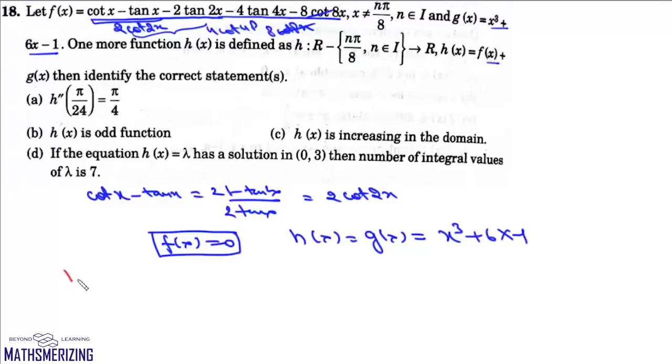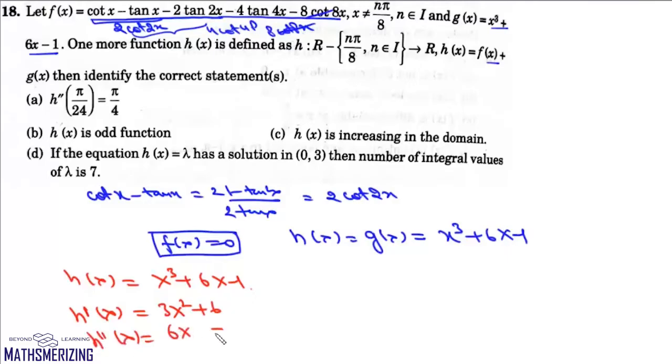So now we have our function h(x), x cube plus 6x minus 1. First question is the second derivative of h. Now we find h'(x), it is 3x square plus 6, and h''(x) is 6x, and h'' of pi by 24 is 6 into pi by 24, which is pi by 4, and that means this option A is correct.